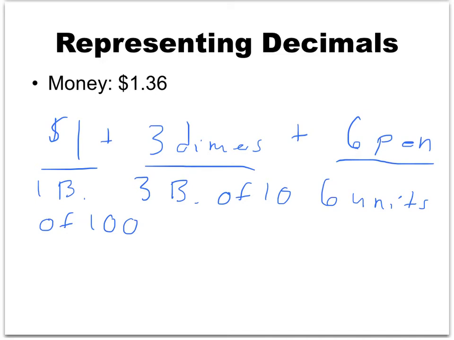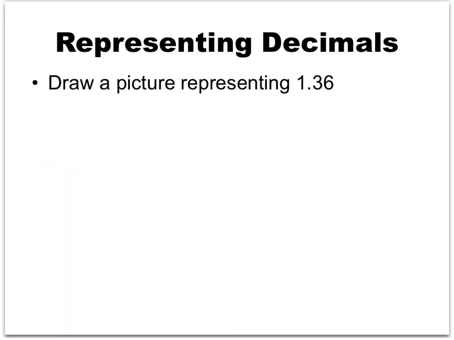So we can think of this 1.36 as representing bundled objects, but we don't have to start on the left as to what an item is. We can start on the right for what an item is. So let's use this idea to draw a picture representing the number 1.36. And so our picture that we're going to draw here is going to look very similar to what we drew in the previous section with whole numbers. We're just going to have to carefully define what each symbol means.